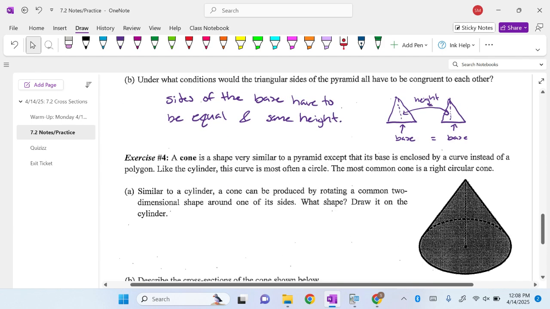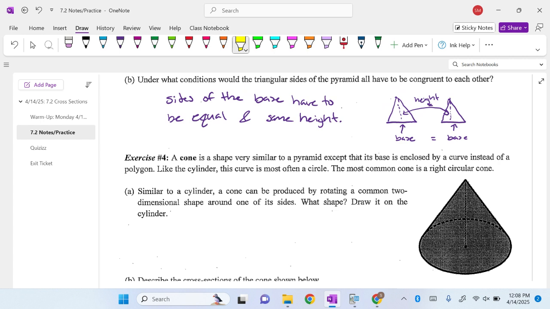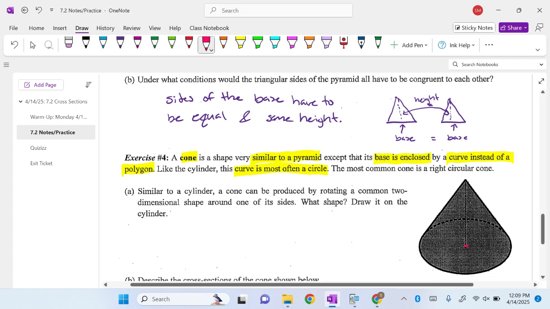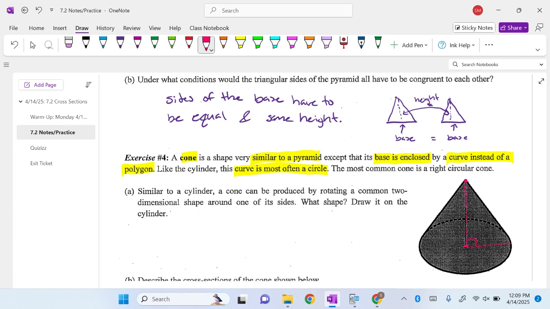Now, lastly, we got a cone. So when you think cone, you think like maybe an ice cream cone. It's basically similar to a pyramid, except the base is enclosed by a curve instead of a polygon. So, like a cylinder, the curve is most often a circle. So, the most common cone is a right cone, meaning from center to vertex, if we go all the way down and then take the radius of the circle, it's a right angle.